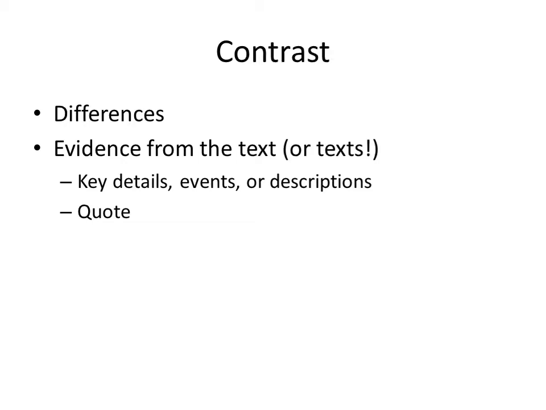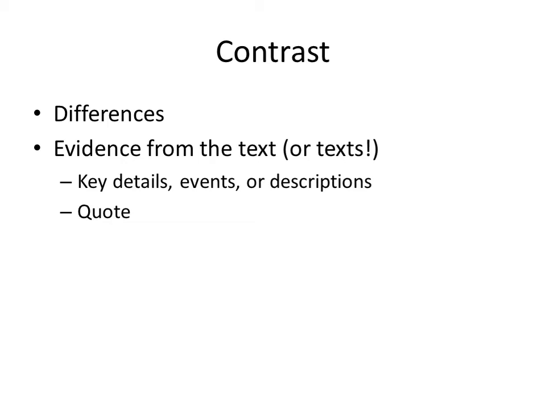And when you contrast, you're looking for differences. You're looking at the ways that two or more things are not similar in any way, shape, or form. And similar to comparing, you're not just making this up. You're pulling evidence from the text or texts if you're looking at more than one thing. You're looking for key details, events, or descriptions from your texts. Or you might even use a quote, copy word for word the ways in which one item is different than another item.